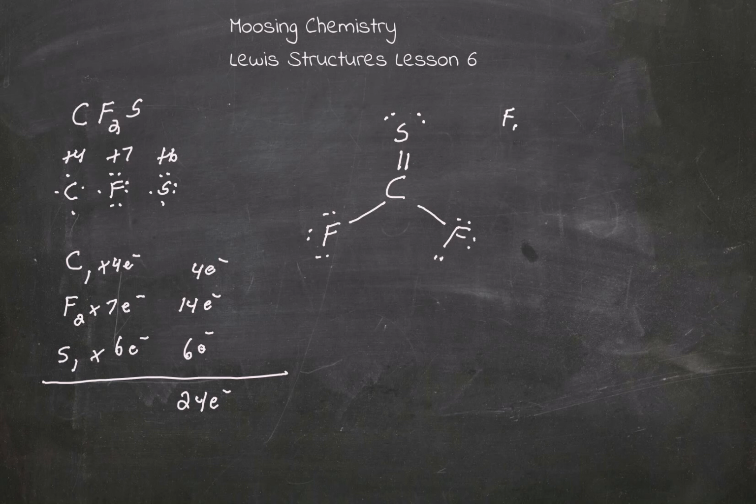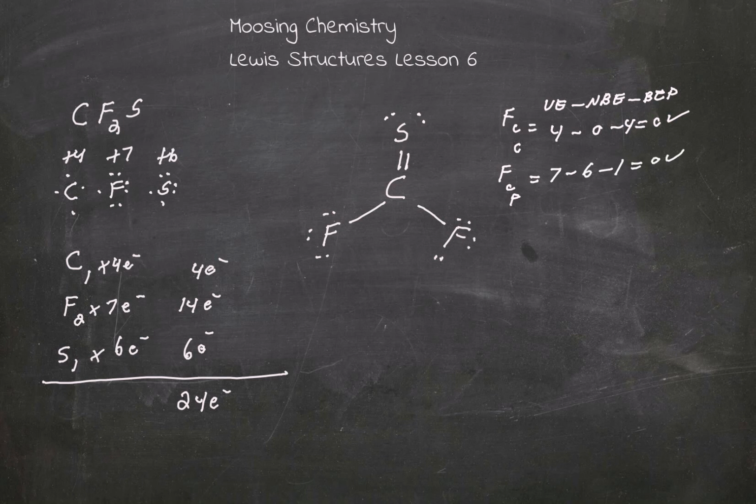So let's check out the formal charge to make sure this is right. Remember, it's valence electrons minus non-bonding electrons minus bonding electron pairs. Carbon comes in with 4 valence electrons. It has 0 non-bonding electrons, and it has 4 bonding pairs. So that's 0. Formal charge for F: F came in with 7 valence electrons, 6 non-bonding electrons, 1 bonding pair. So far that looks great. Formal charge for sulfur: sulfur came in with 6 valence electrons, 4 non-bonding electrons, and 2 bonding pairs. So that gives me 0 also. This looks really great.